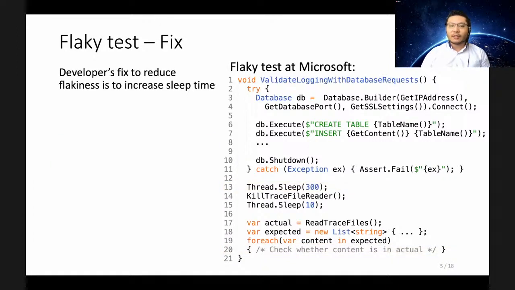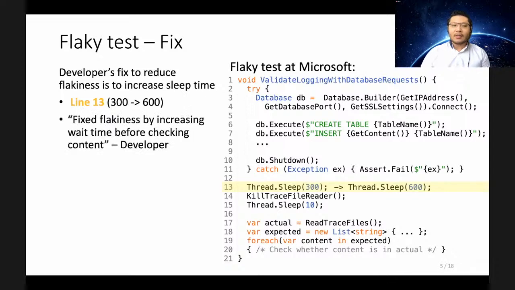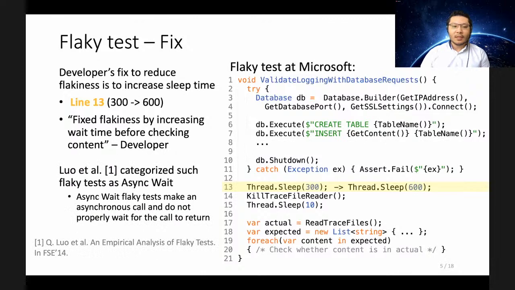When we look at what the developers fixed to reduce the flakiness of this test, they suggest increasing the sleep time. Specifically, the developers changed line 13 from 300 to 600, and even commented that they are fixing this flakiness by increasing the wait time before they check for the content. Some previous researchers who worked on flaky tests would categorize this as an async wait flaky test: a test that makes an asynchronous call but does not properly wait for the call to return before utilizing its resources.